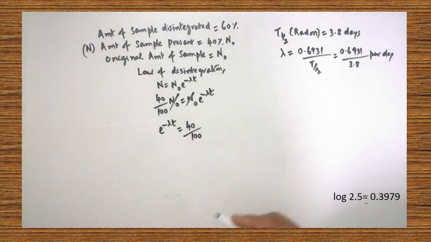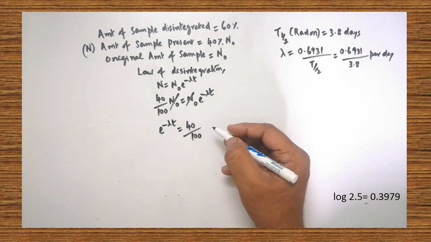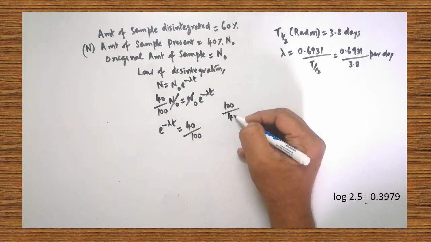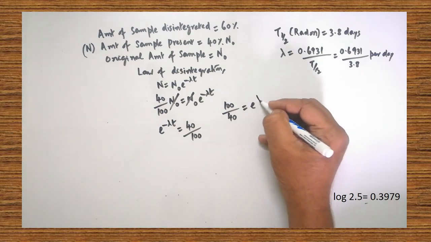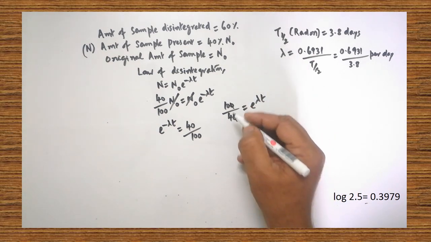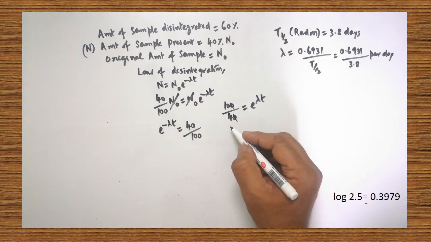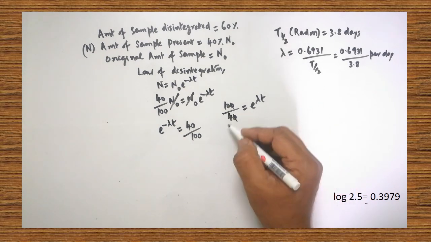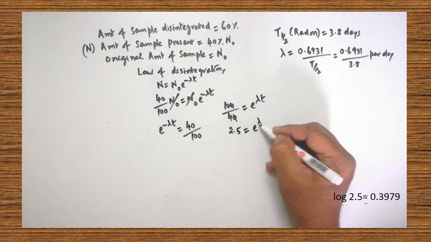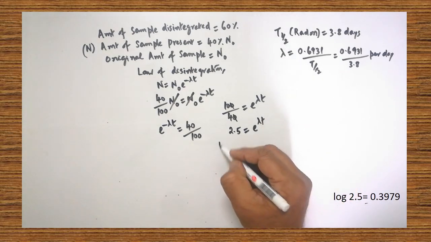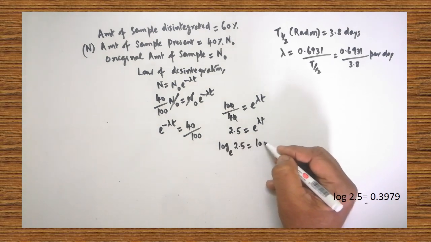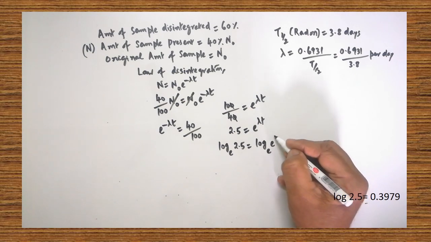So this is the formula. Now this factor is to be reciprocated. So 100 divided by 40 is equal to e power of plus lambda t. The zero can be cancelled, so the factor becomes 10 by 4, which is equivalent to 2.5. So 2.5 is equal to e power of lambda t. On either side you take log. Log to the base e of 2.5 is equal to log to the base e of e power of lambda t.